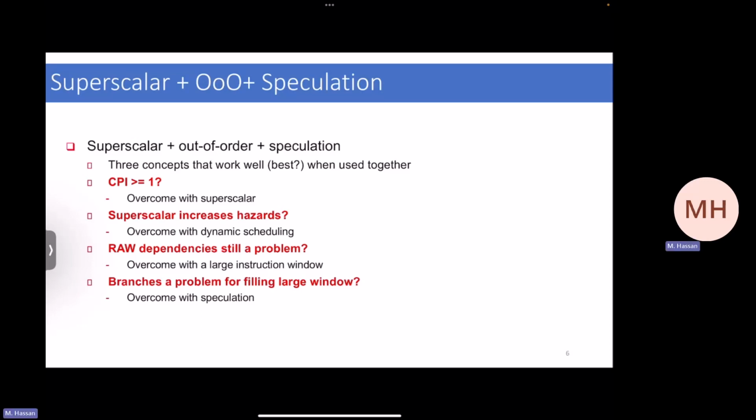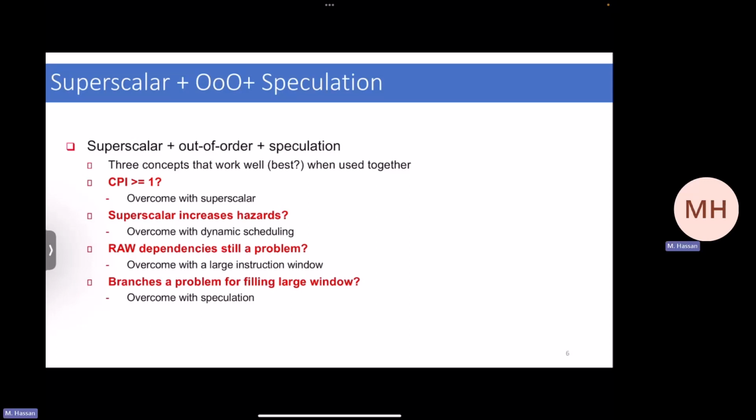Why are we bringing up these concepts together? Because in reality, modern machines are deploying all of them, from experiments and empirical results. Computer architects, both in industry and academia, found that these three concepts, in fact, play together very well to give you the maximum possible performance.